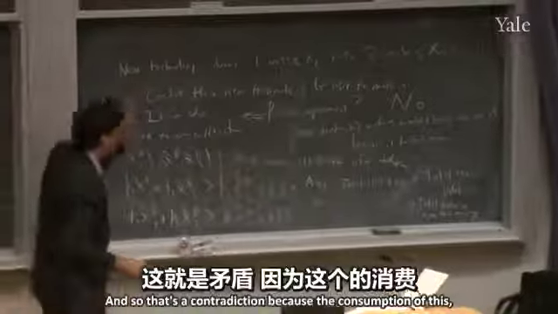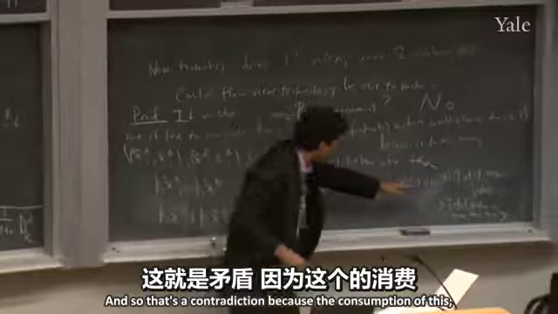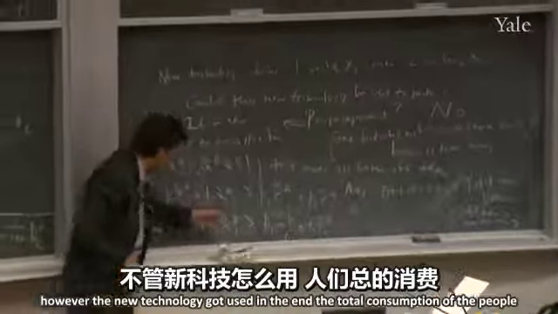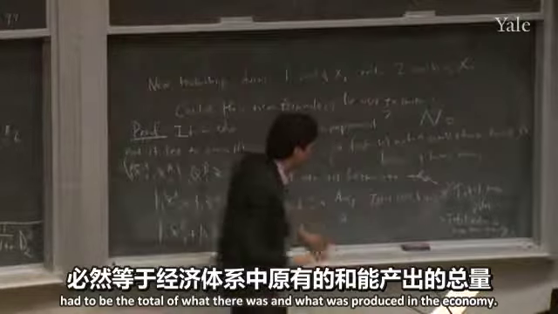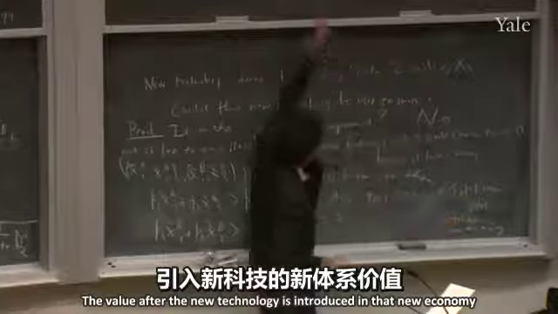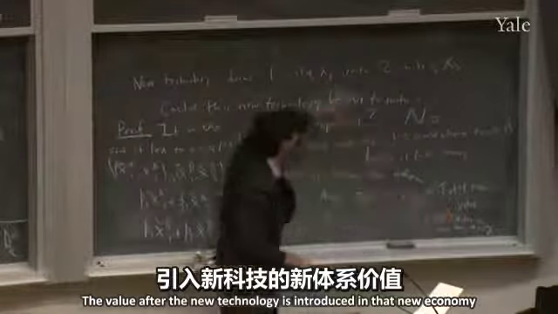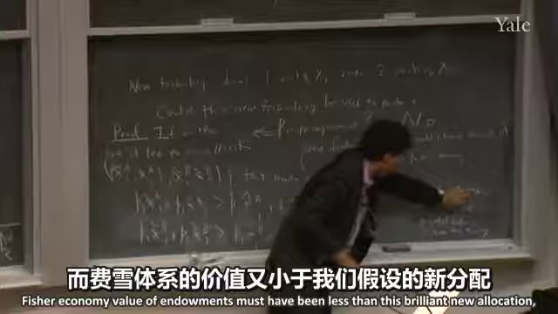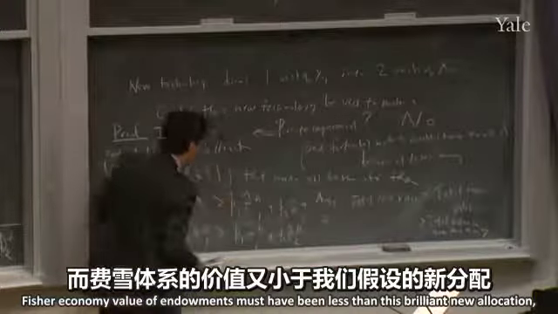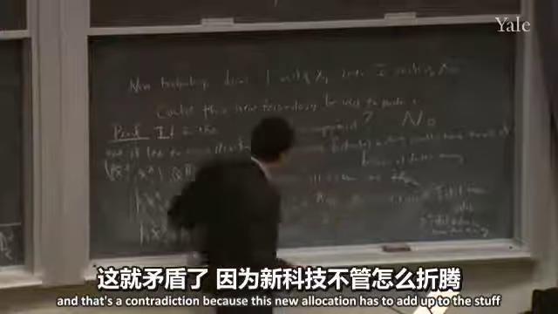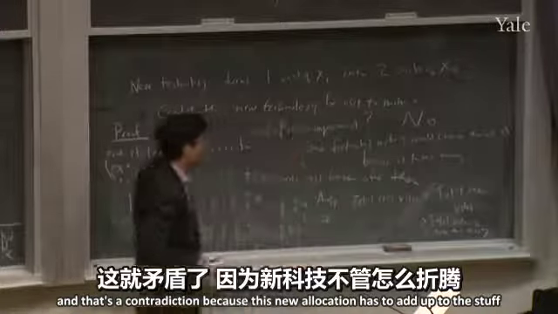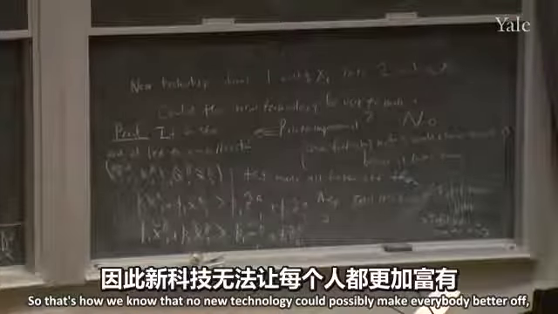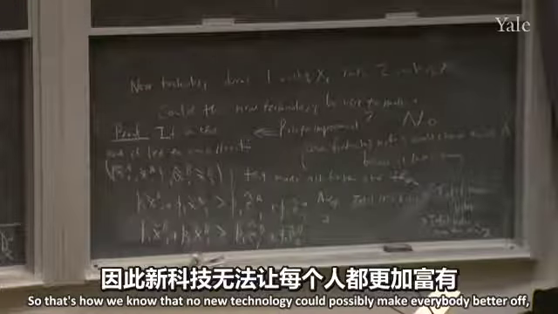Right? So that's a contradiction, because however the new technology got used, in the end, the total consumption of the people had to be the total of what there was and what was produced in the economy. The value after the new technology is introduced in that new economy has only gone down compared to the Fisher economy, and the Fisher economy value of endowments must have been less than this brilliant new allocation. And that's a contradiction, because this new allocation has to add up to the stuff that's there in the new technology economy. Okay, so that's how we know that no new technology could possibly make everybody better off.